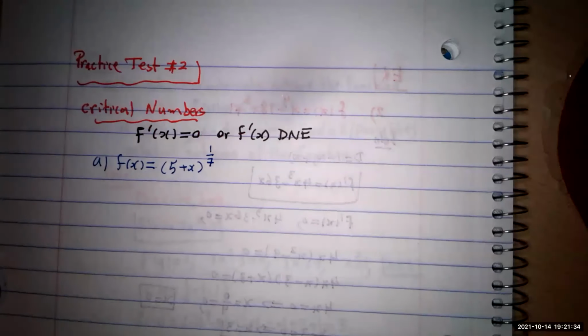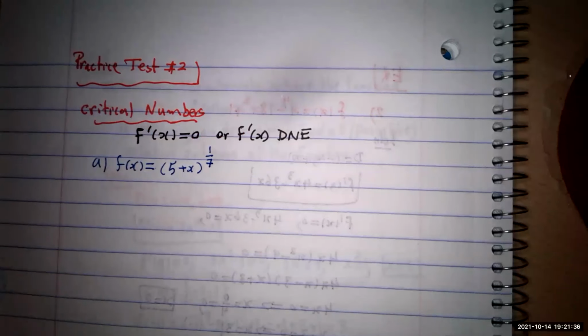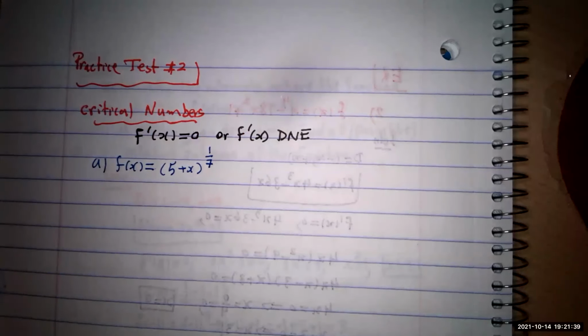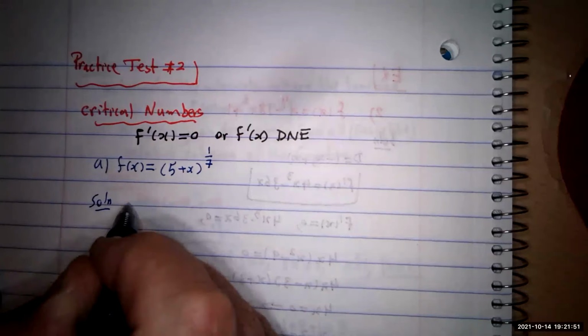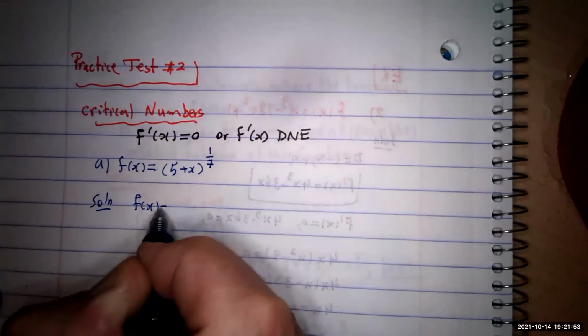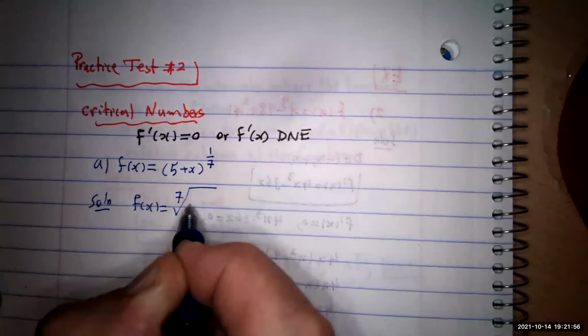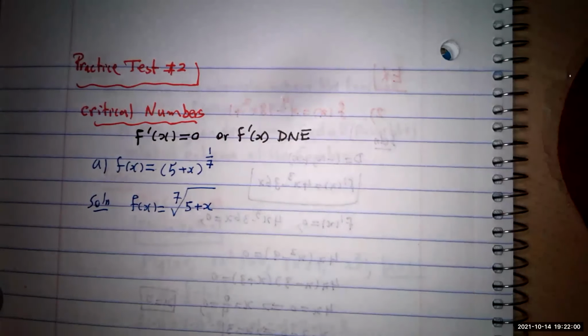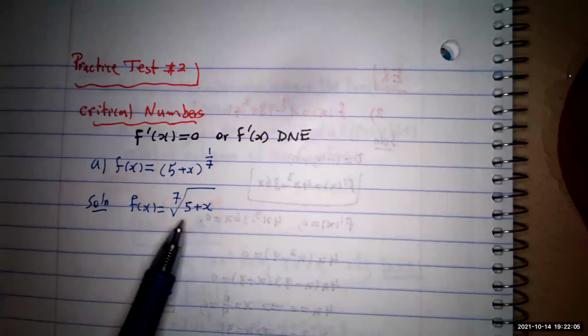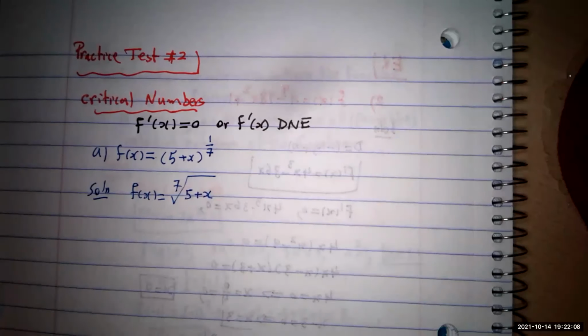A rational power is the same as a radical function. First thing to do for the critical numbers, you must have the domain of the function, because you must make sure that these numbers are going to be in the domain. So this function is a radical function. If you like, you can change it so that you can see it: f of x is the seventh root of 5 plus x. The index of the radical, 7, is odd. You know that when we have an odd index, the domain of the function is going to be all real numbers.